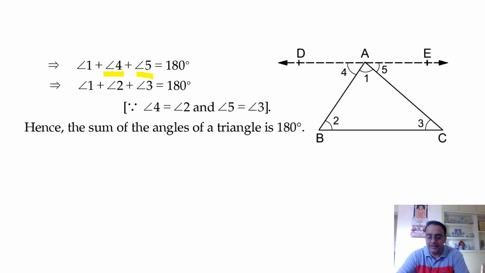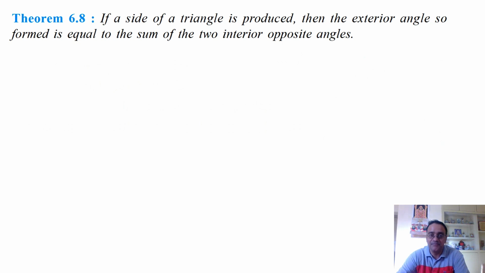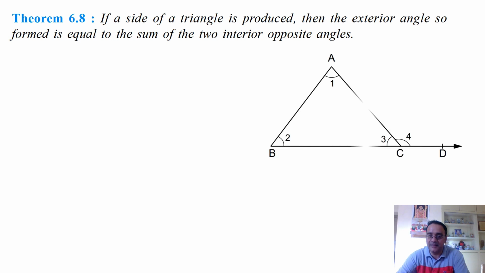Now next, there is one more theorem, let's do that also. Theorem 6.8. If a side of a triangle is produced, then the exterior angle so formed is equal to the sum of the two interior opposite angles. So first let's draw the diagram. Let's say BC is produced up to D, and angle 1, angle 2, angle 3 are the interior angles of the triangle, and angle 4 is an exterior angle.